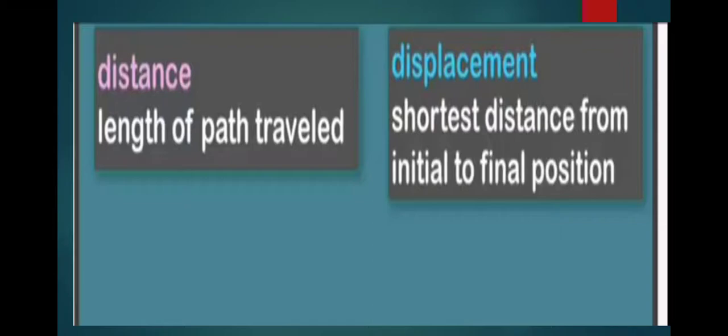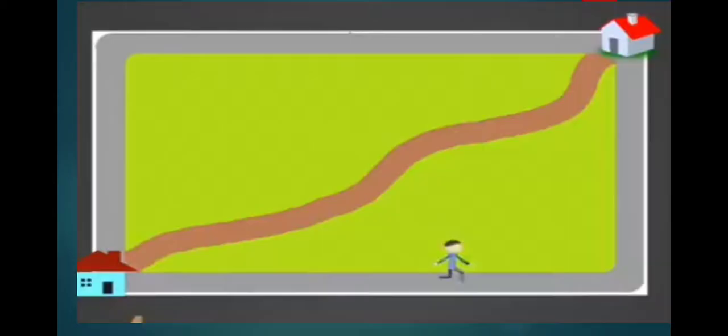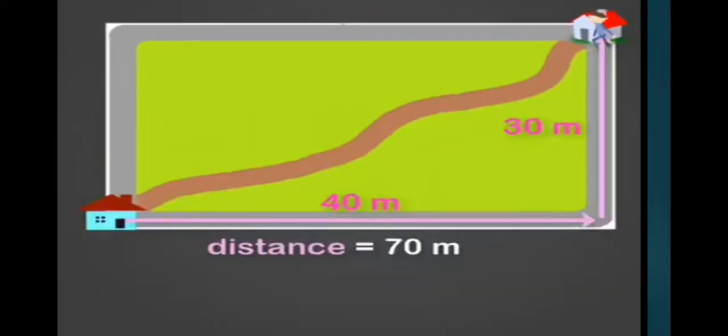Now let's talk about speed. Speed is defined as the rate of change of distance. Whenever you see this word rate, it means divided by time. So the formula of speed is distance by time. Now let's look at our example. The distance we had traveled was 70 meters.